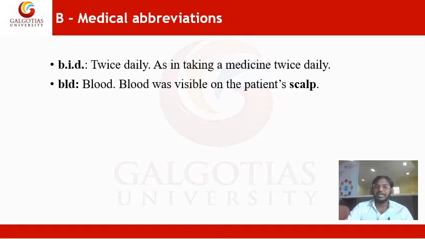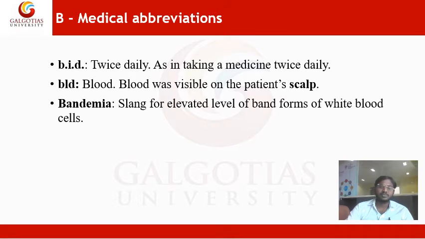Next one, BLD. BLD, blood. BLD code is blood. Blood was visible on the patient's scalp. It means the blood we can observe on the patient's skull. That is the meaning, BLD means blood only. I gave a simple example for this one. Also you can write the same example, blood pumping by the heart.